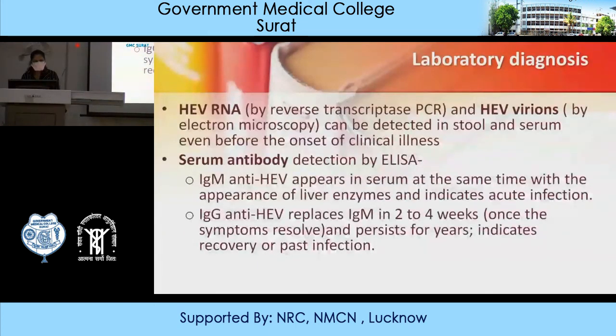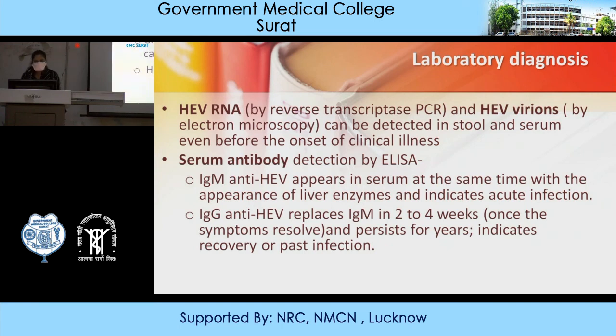In laboratory diagnosis, HEV RNA by reverse transcriptase PCR and HEV virions by electron microscopy can be detected in stool and serum even before the onset of clinical illness. Coming to the serum antibody detection by ELISA, IgM anti-HEV appears in serum at the same time as the appearance of liver enzymes and indicates the acute infection. IgG anti-HEV replaces IgM in 2 to 4 weeks once the symptoms resolve and persists for years, and it indicates recovery or past infection.